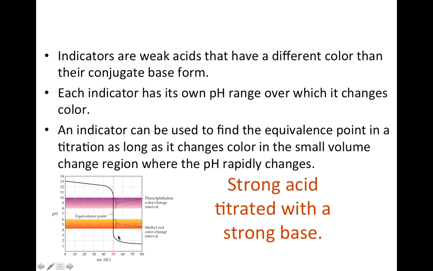little bit safer. If we were looking at a dye that changed colors in this range, that would be a poor choice because it's too far. You might end up looking at this spot instead of close to this spot. So ideally you want an indicator that changes color close to the equivalence point and maybe just after.